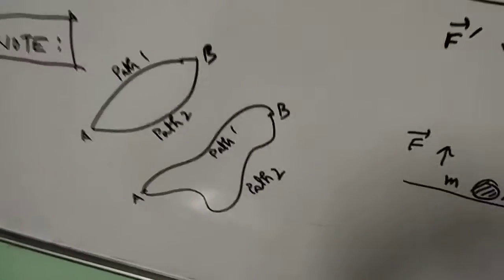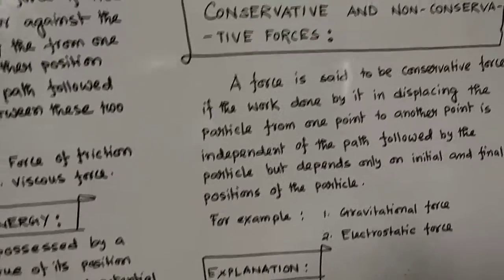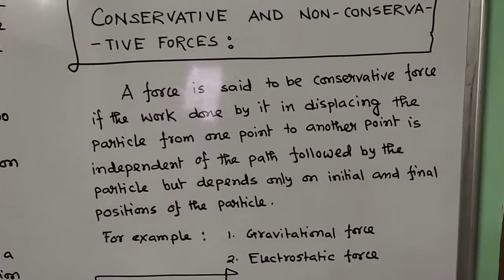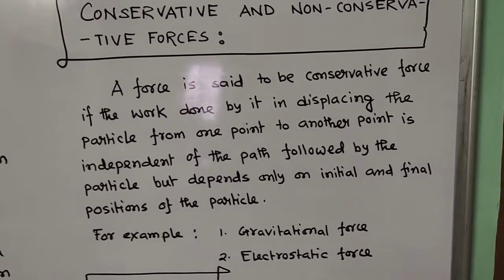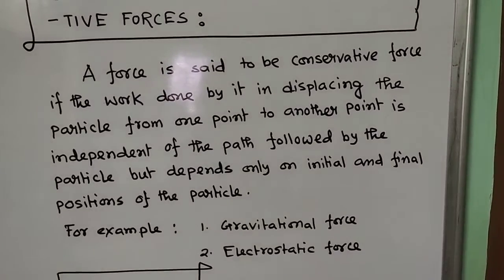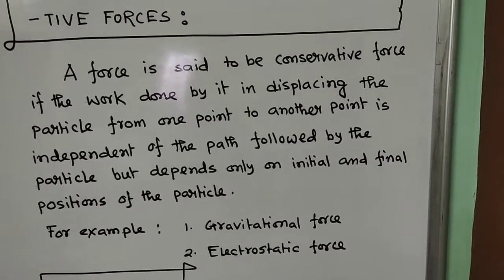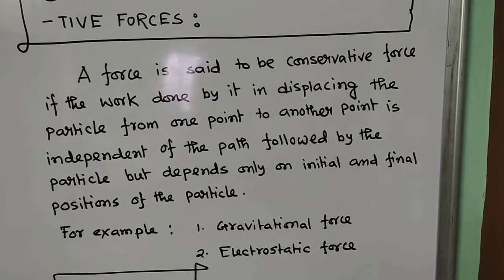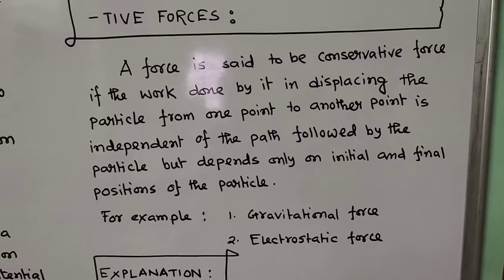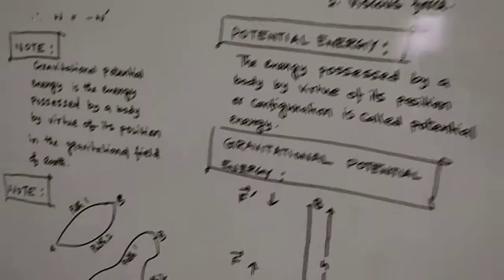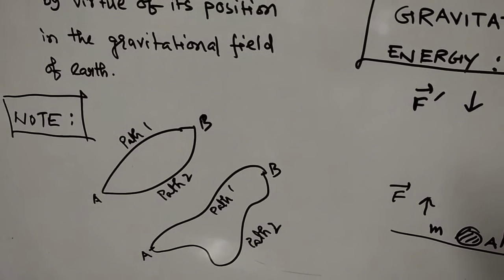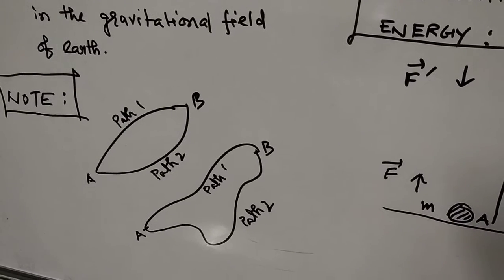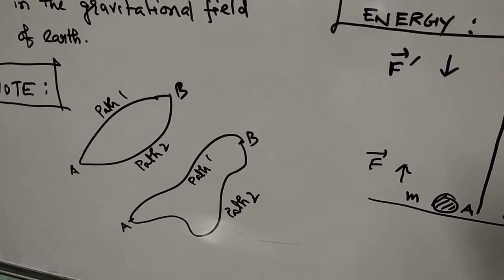Let me repeat once again this definition. A force is said to be conservative force if the work done by it in displacing the particle from one point to another point is independent of the path followed by the particle, but depends only on initial and final position of the particle. So you are displacing the particle from A to B via path 1 or path 2, or via path 1 or path 2 in second figure.